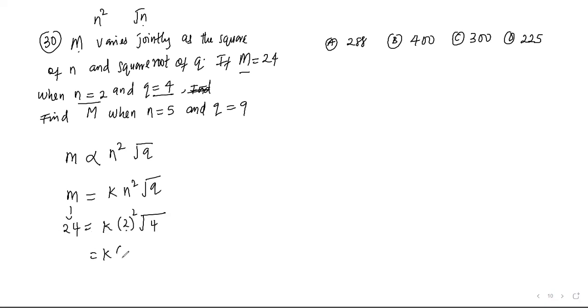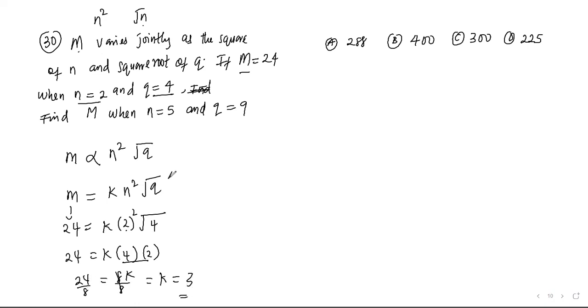So you have k, you have 4. And square root of 4 is 2. You have 2 here. You have 24. 4 times 2 is what? 8. So you have 24 equal to 8k, right? Divide both sides by 8 now. So you have k is equal to 3, because 24 divided by 8 is 3. So my k is 3.